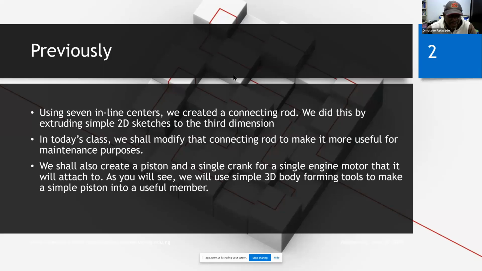We shall also create a piston and a single crank for a single engine motor that it will attach to. From that single engine motor, we will be able to create a V6 engine, a V8 engine, an inline 6 engine, and we will put all the kinematics and motions, and we can simulate or animate those things. Maybe after this lecture, we will be looking at that, depending on how you take it.